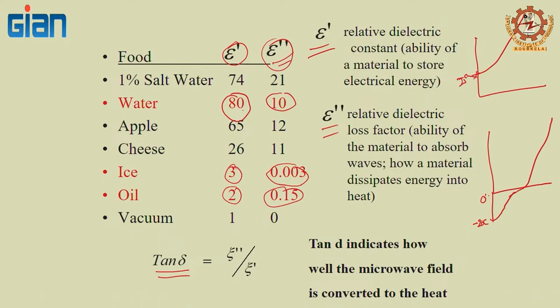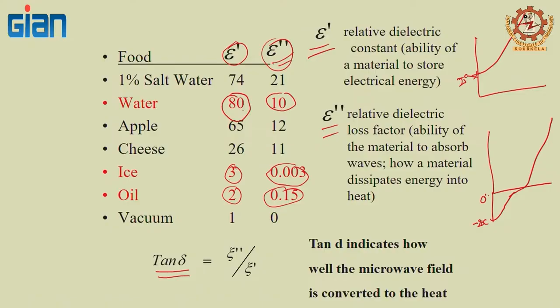One key difference between oil and water is the specific heat. The specific heat of oil is generally low, whereas for water it's about 4.1. So that means it is much higher. Because of those differences in specific heat, in addition to the dielectric properties, you have to consider the specific heat of water.